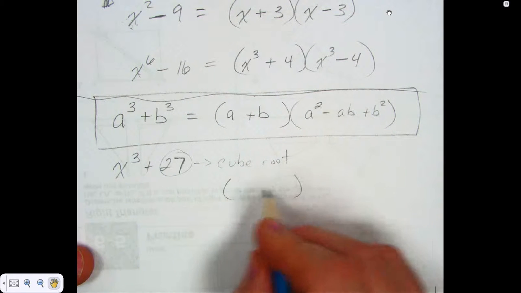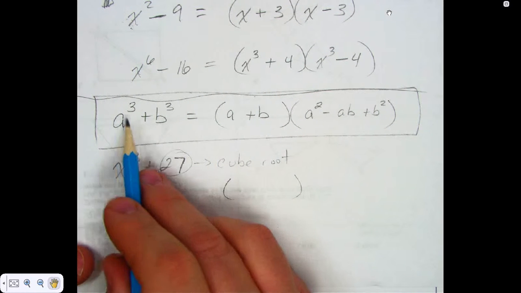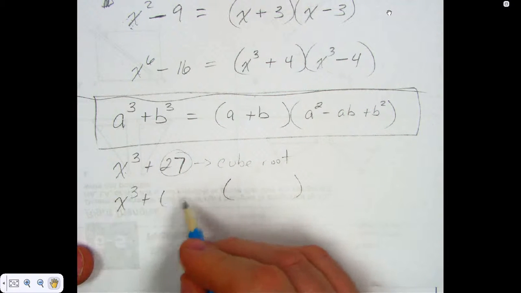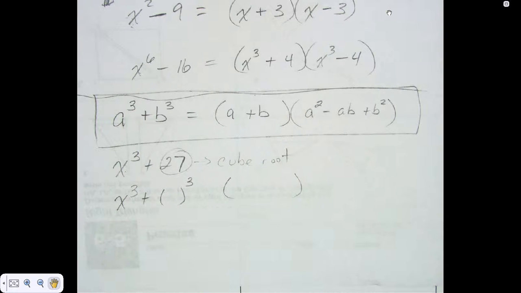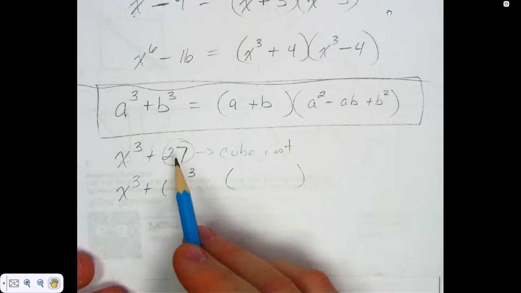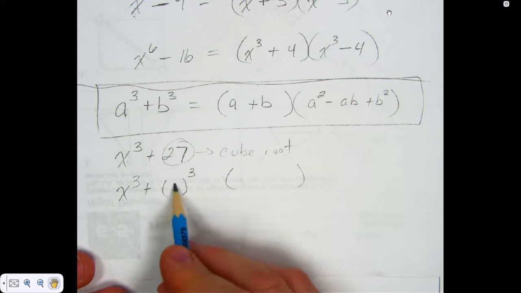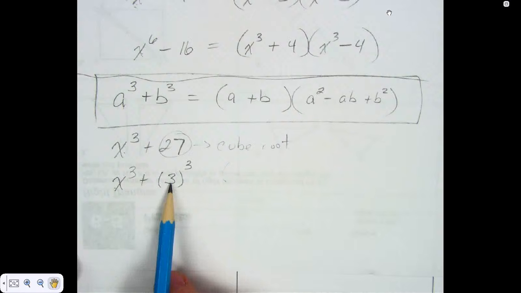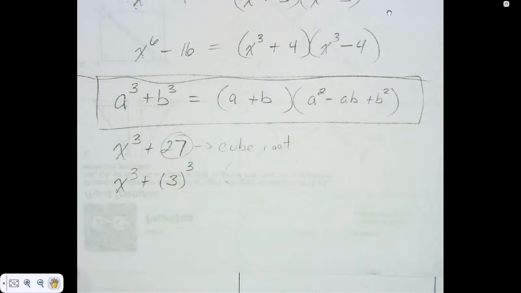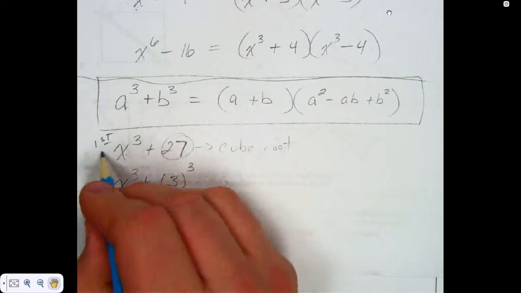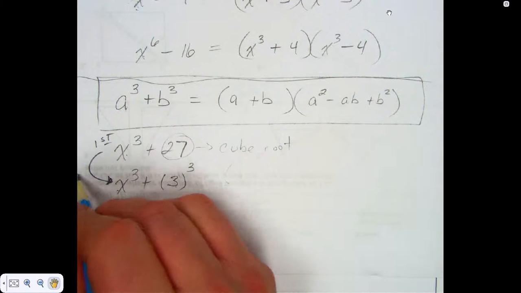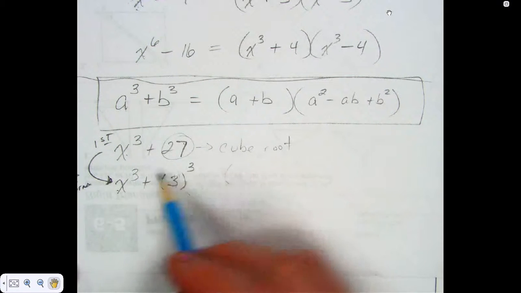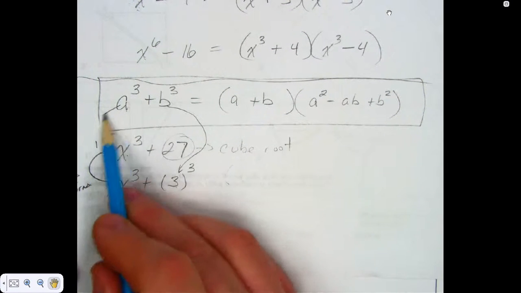First of all, what's a in this case? X. The question is, what is b? What number could I multiply times itself 3 times and get 27 as the answer? The number is 3. So see, once you figure out what a is and what b is, isn't it just a matter of plugging it in? So what's the first thing you're going to do? Write it in this form, to where you know exactly what b is.